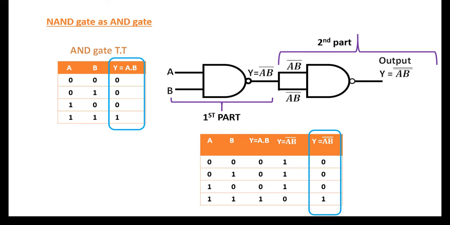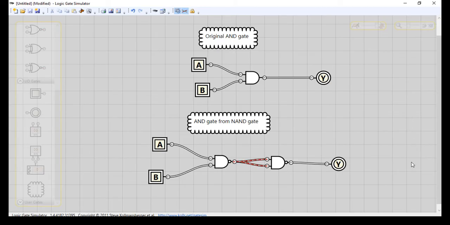Now we will move to our logic gate simulator and we will verify the result of these combinations to our original AND gate. This is my logic gate simulator. This above one is my original AND gate, and this below one is my combinations of the two NAND gate, which will act as an AND gate here.